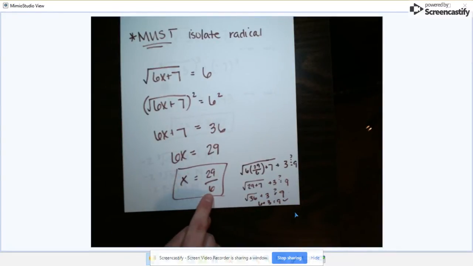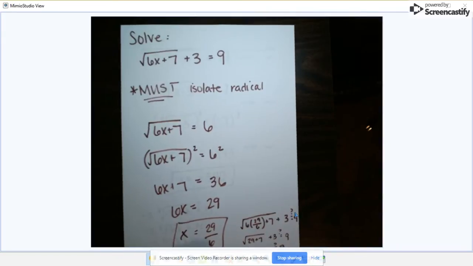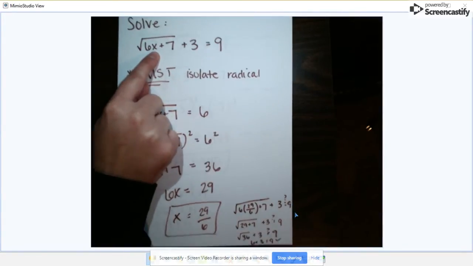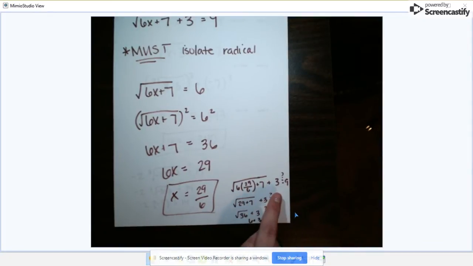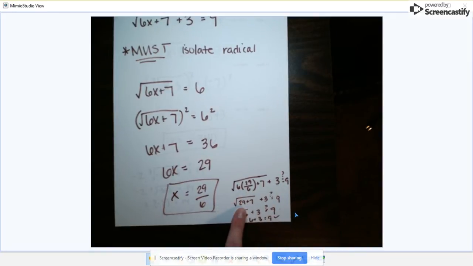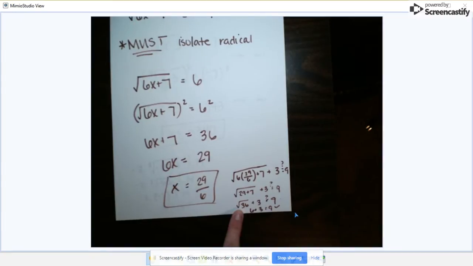So now plug that 29 over 6 back in for x in your original. So I did that down here. 6 times x plus 7. Take the square root of that, plus 3 is supposed to be 9. Well, I know those 6's will cancel, so I'll have 29 plus 7, which gives us 36. Square root of 36 is 6, plus 3 does indeed give me 9. So again, this solution works.